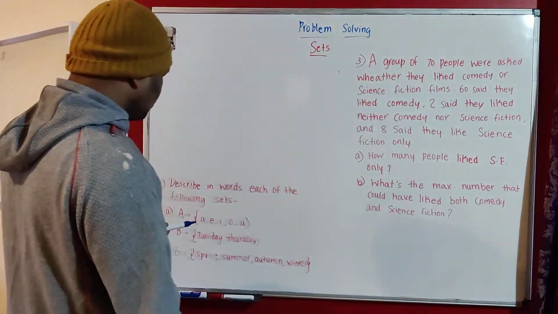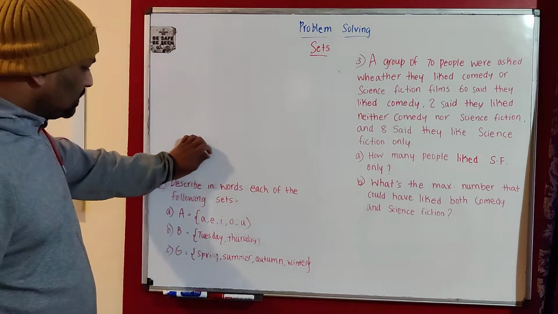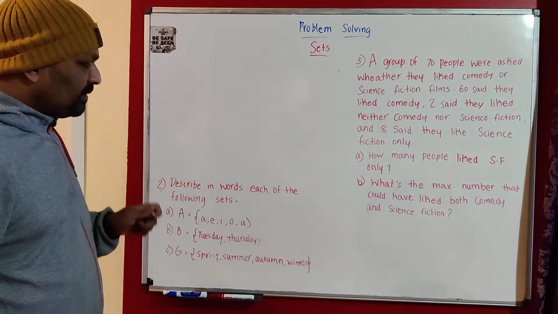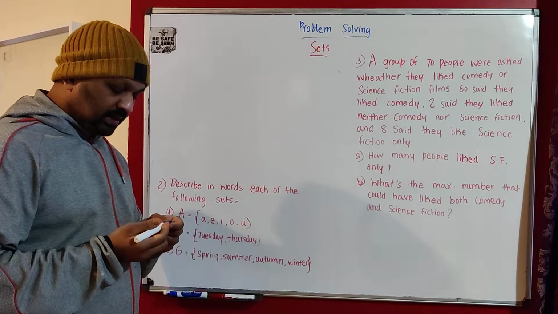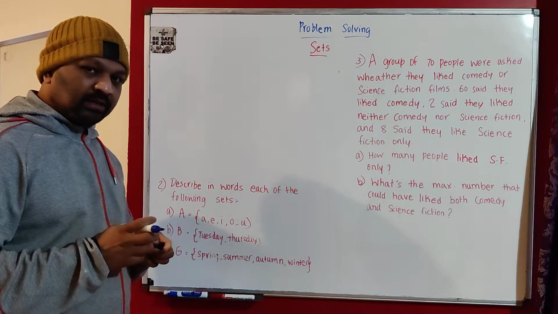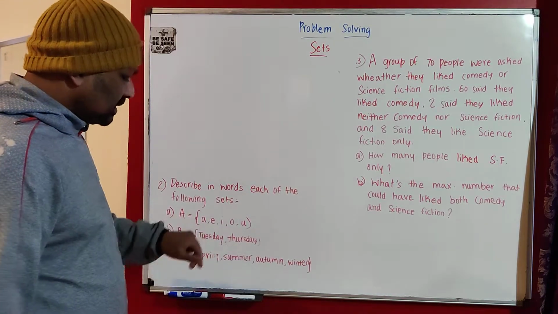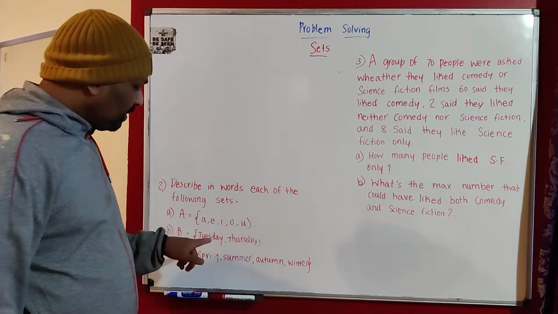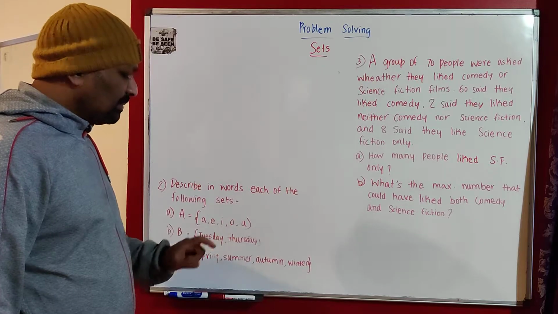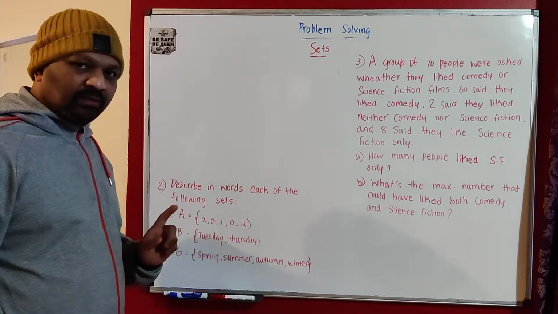Let's go to the second sum. Describe in words each of the following sets. What are the ways of writing a set? There are 2 ways of writing a set. One is list form, and the other one is rule form. What form is this? The set A is in what form? This is a list form, because the list of elements is already given. That is why this set A is written in the list form.